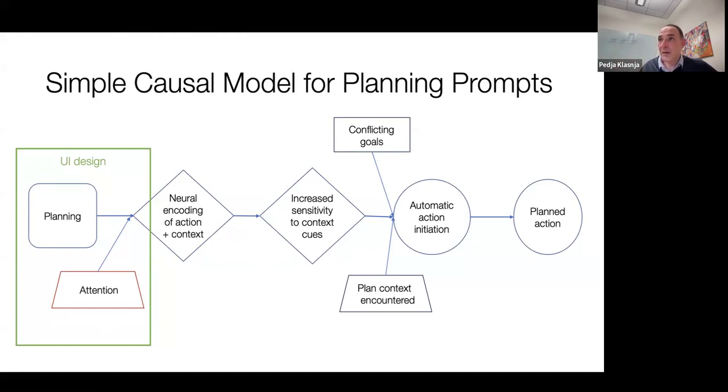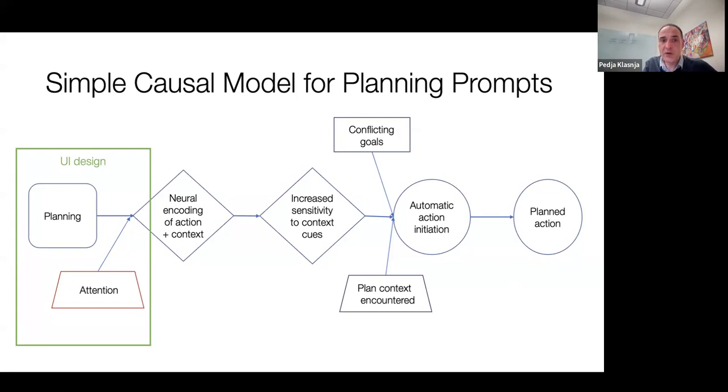If you're sending someone a planning prompt while they're working on a grant deadline or something like that, and you're asking them to plan physical activity, probably the perceived value of physical activity at that moment is not high, and that prompt is not going to work very well. So we're seeing here one example within digital interventions of how UI design can make a difference in terms of what part of the causal process it influences.